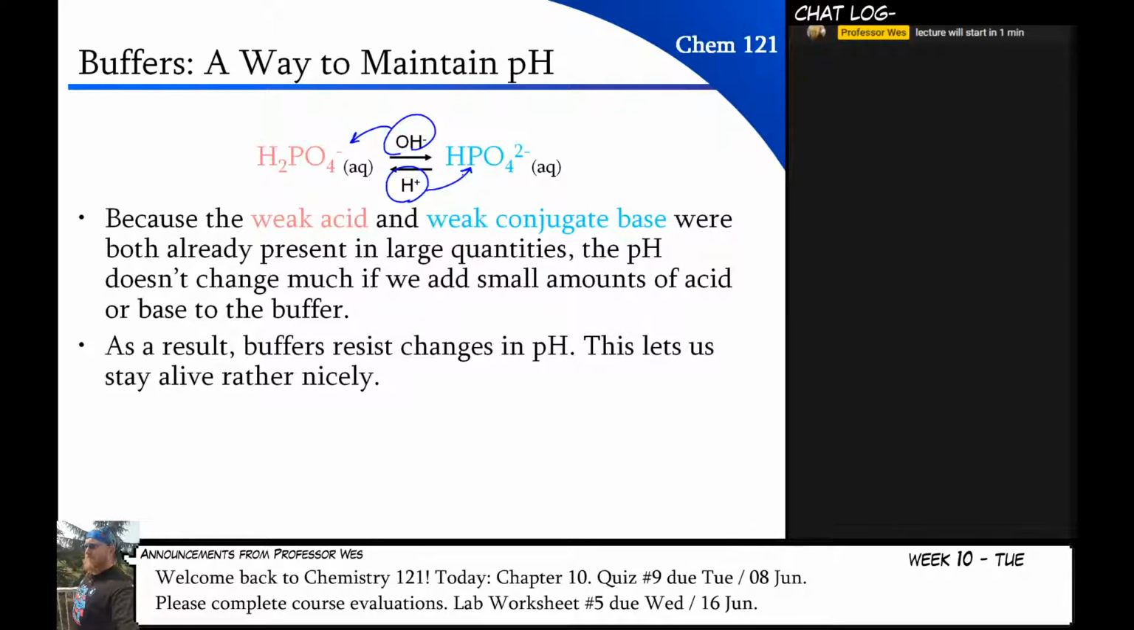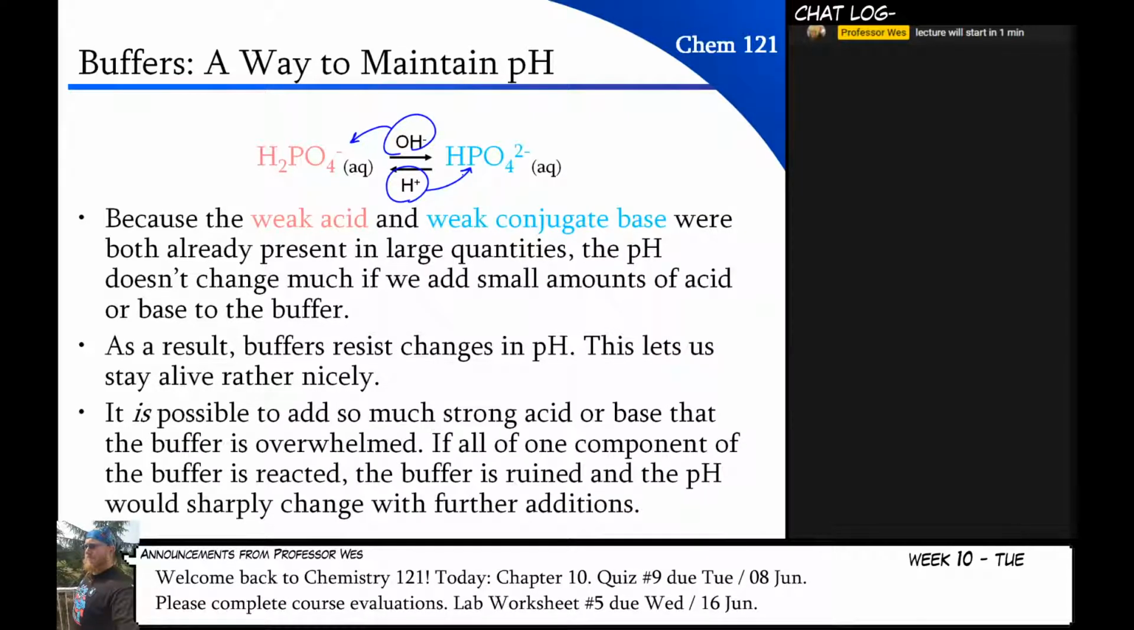Now, you can't do this infinitely. If you add too much strong acid or strong base, what will happen is that you will overwhelm the buffer. A buffer is a mixture of both weak acid and weak base. But if you add so much strong acid that you completely use up the weak base, and all you have is a weak acid now, it's no longer a buffer. Now it's a weak acid.